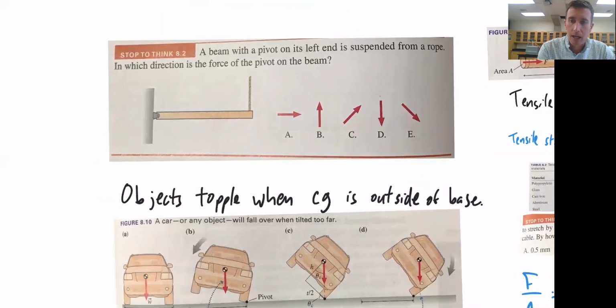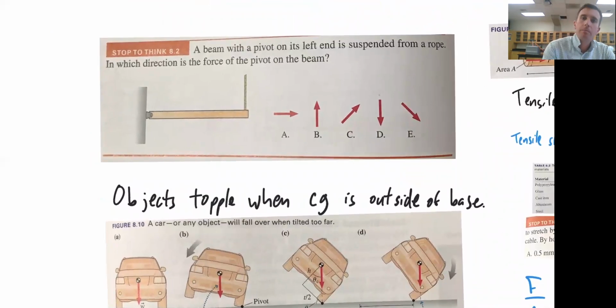Stop and think 8.2. A beam with a pivot on its left end is suspended from a rope. In which direction is the force of the pivot on the beam? Okay, so I have here, the rope is pulling up there. The beam itself is pulling down here. Well, one way of thinking about this is if I just take out the pivot, right? If I get rid of this, which way is this sucker going to swing? It's going to swing down this way.